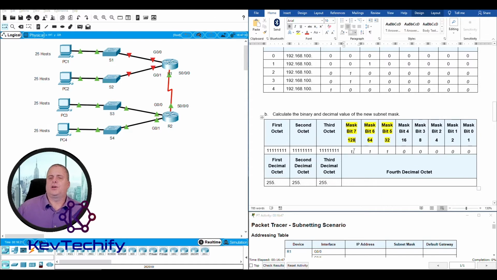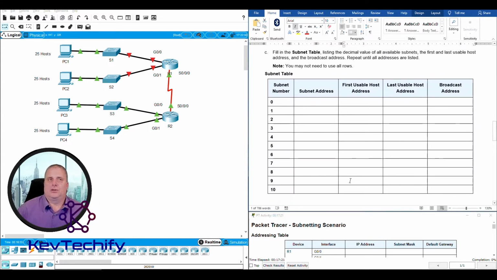Now, to convert these 8 bits, the last octet, into decimal, you take the values of where there's ones, the column value right there, 128, and you add them together. So 128 plus 64 gives us 192, plus 32 onto that gives us a value of 224. That is the decimal value of our new subnet mask. 255.255.255.224.